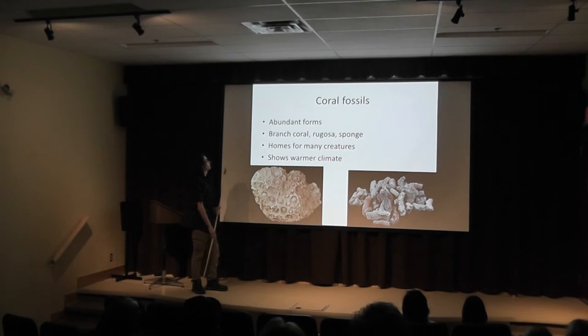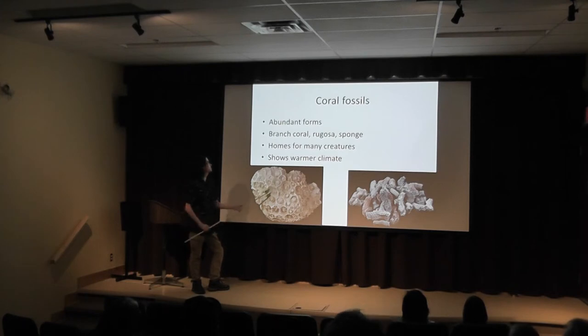So the coral fossils found there are quite abundant in various different forms, like branch coral, rugosa, and sponge. And they're homes for many small creatures that live there, like trilobites and other marine invertebrates. And they showed a quite warm climate.